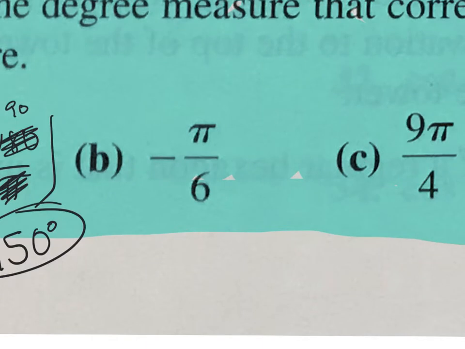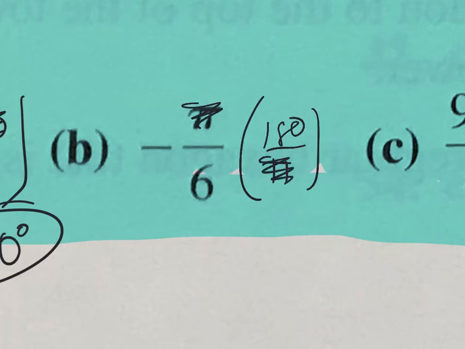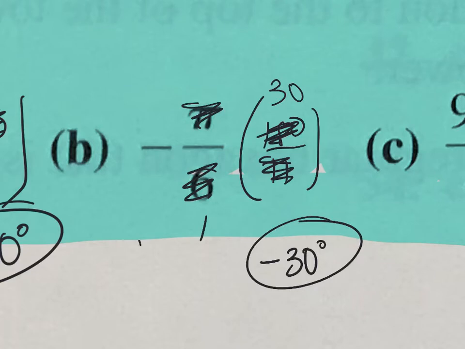Okay, same thing here. The negative doesn't mean anything. I still have my pi on the bottom, the 180 on the top. Pi's cancel out. 6 goes into 6 one time. 6 goes into 180 how many times? 30. So my answer is negative 30 degrees. So if I was going to draw it, instead of starting at the x-axis and going up, I would start at the x-axis and go down. So like that. You have to know how to do that.